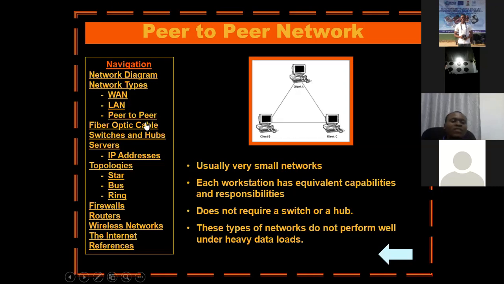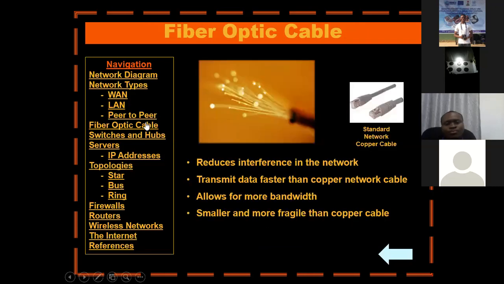Then you have the fiber optic cable. One of the advantages of the fiber optic cable is that it reduces interference in the network. With a fiber cable, you will not encounter any form of interference on the network. It transmits data faster than copper network cable.